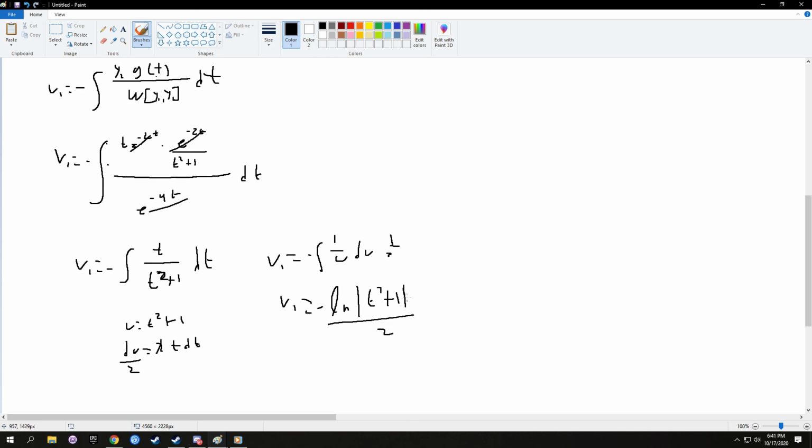Absolute value of t squared plus 1, all divided by 2. Now I can get rid of these absolute values because the t squared plus 1 will always be positive. It doesn't really matter, but just for convention's sake, this t squared plus 1 will always be positive. So my v1 actually equals negative ln of t squared plus 1 divided by 2. You don't need to, but it's always good to just have proper notation.